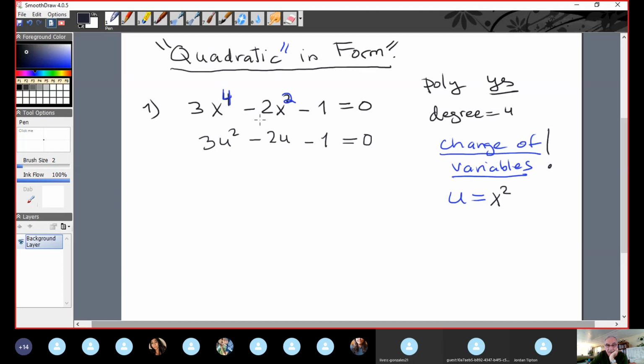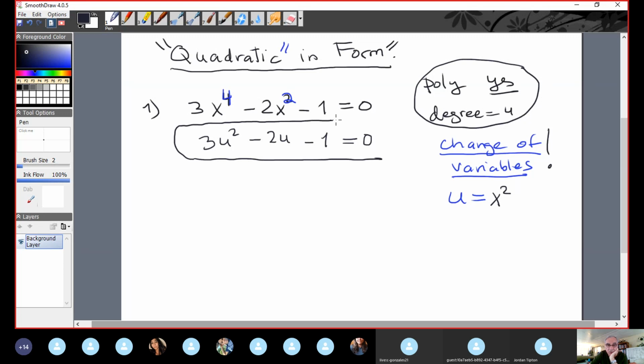So, what is the key idea? The key idea is transform a polynomial equation, degree 4? No. Now it's a quadratic equation. This equation now is a quadratic equation. Yes or no? Yes. It's a classical quadratic equation, and we solve it using the classical quadratic formula.